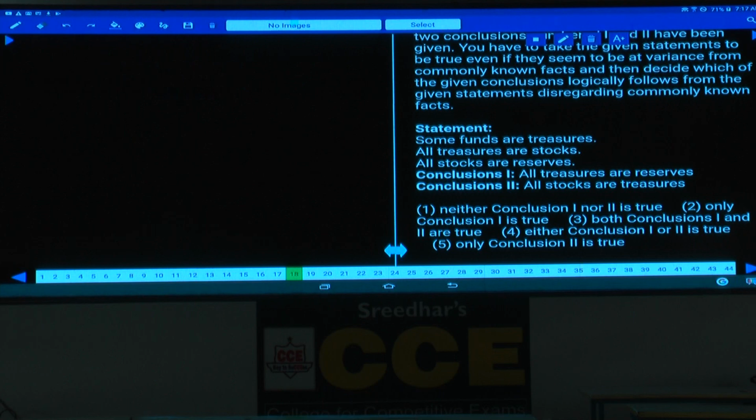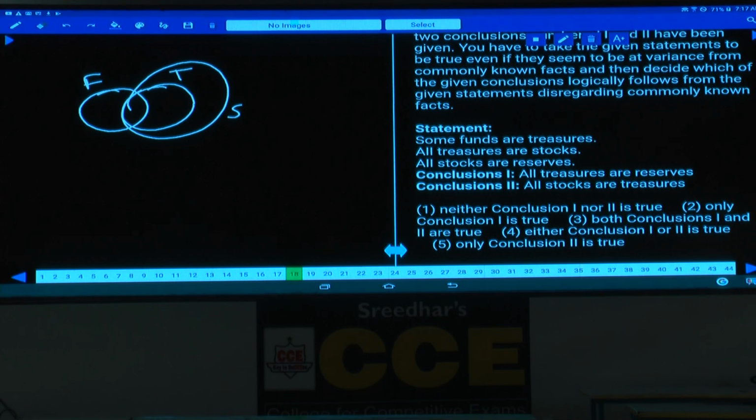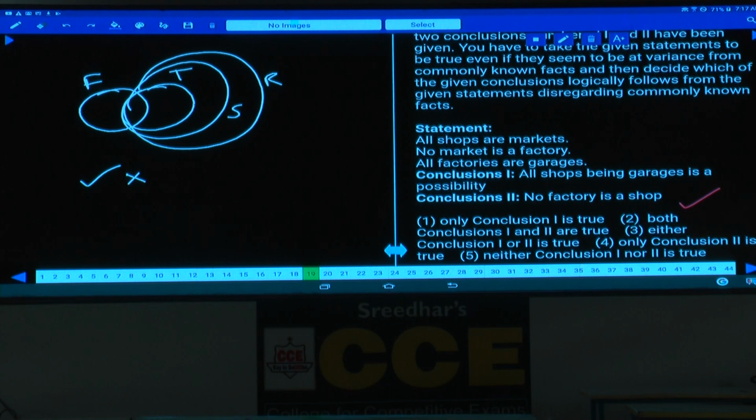Now once again. Now some of the funds are treasures. This is fund and this is treasure. Next one, all these treasures are what? All these treasures are stocks. And next, all stocks are treasures. Basic diagram is clear? Then all treasures are treasures. True or false? True, definitely true. Then next one, all stocks are treasures. All stocks are treasures is false. All treasures are stocks, but whereas all stocks are treasures is false. Then what is your answer here? Only conclusion 1 follows, it is choice 2. Now question number 18, it is choice 2. Then 19th one.